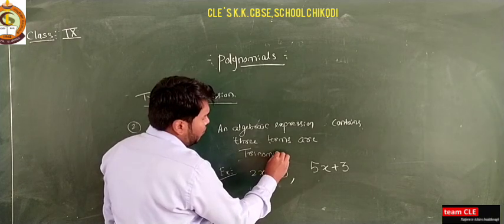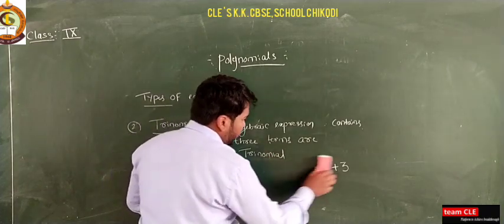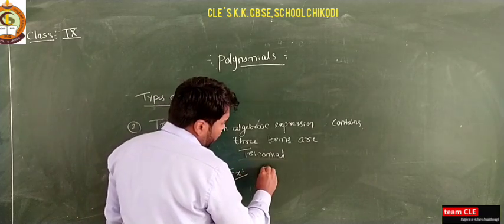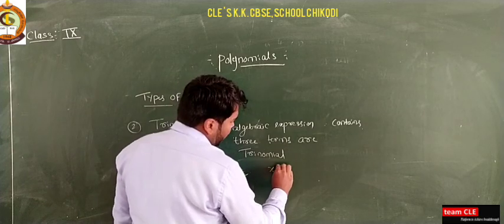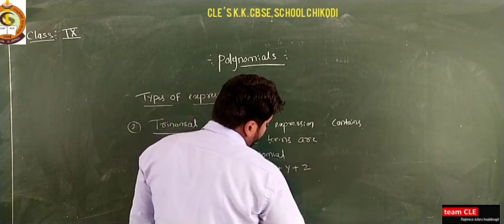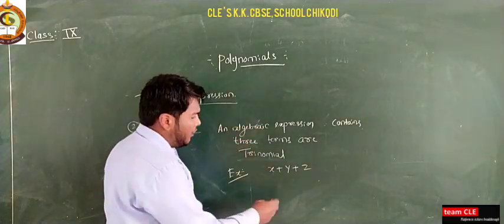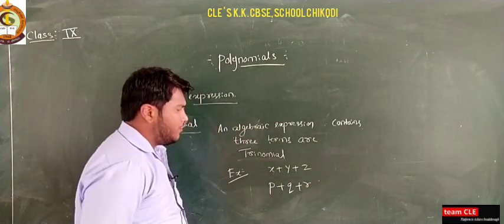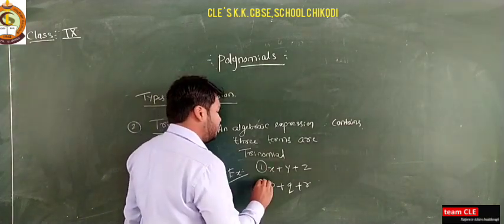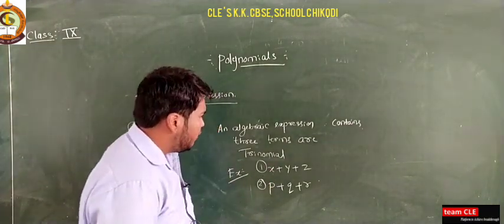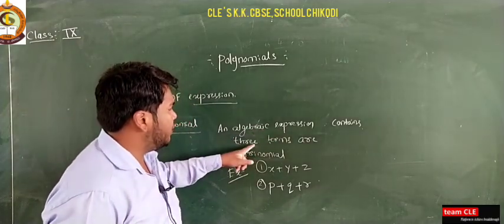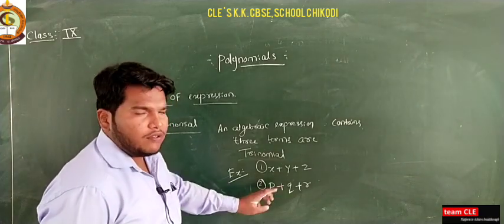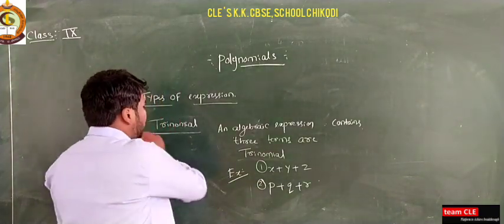trinomial. Okay, and you have to write the definition and give examples for this one. I write x plus y plus z. So this is an example for trinomial. One more example, p plus q plus r. P plus q plus r is an algebraic expression for trinomial. So the definition says an algebraic expression containing three terms is called trinomial: x plus y plus z, p plus q plus r. So this is the definition for trinomial.